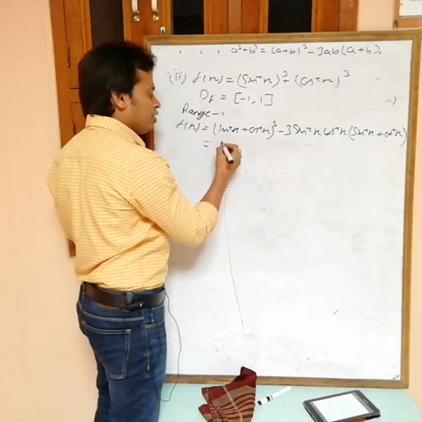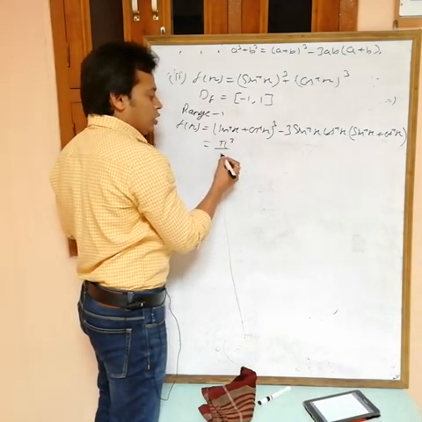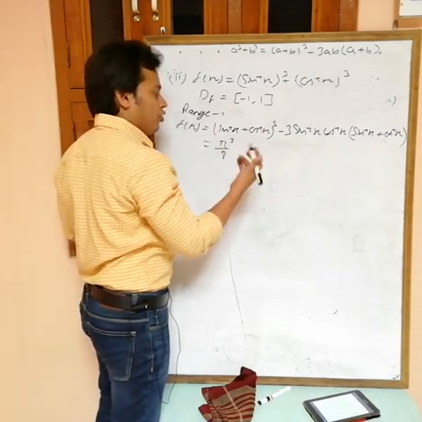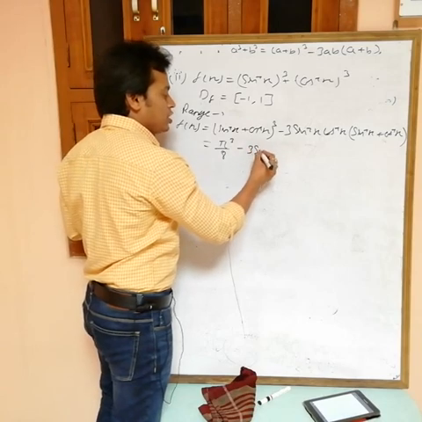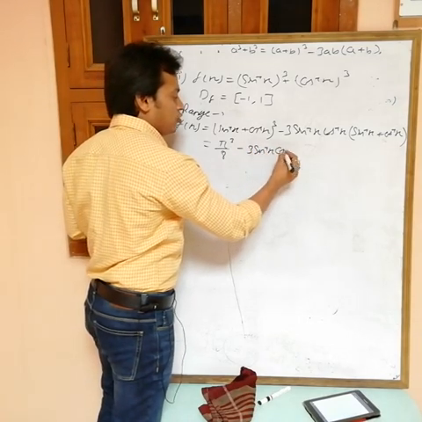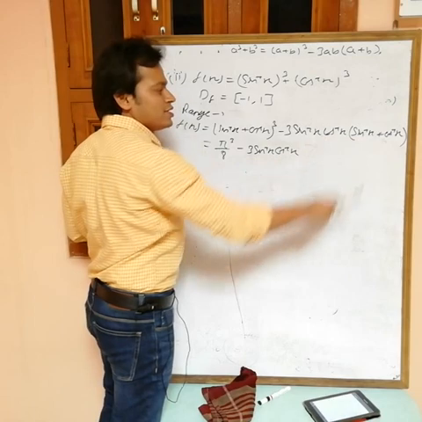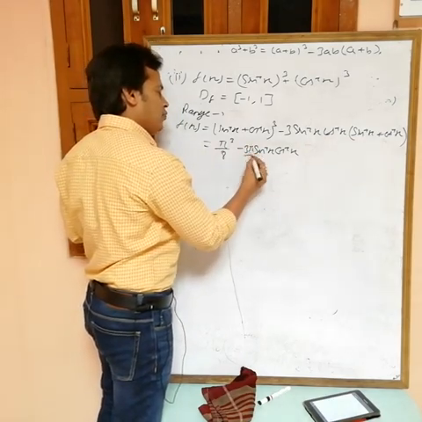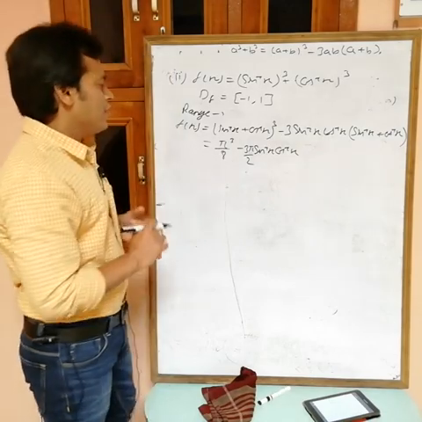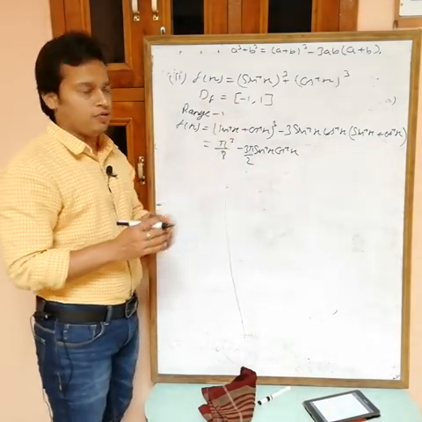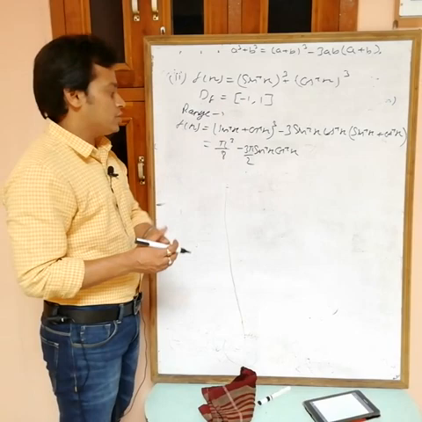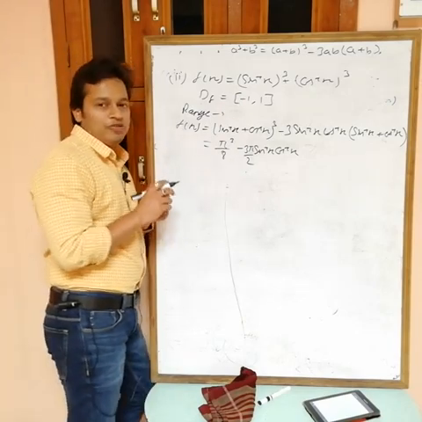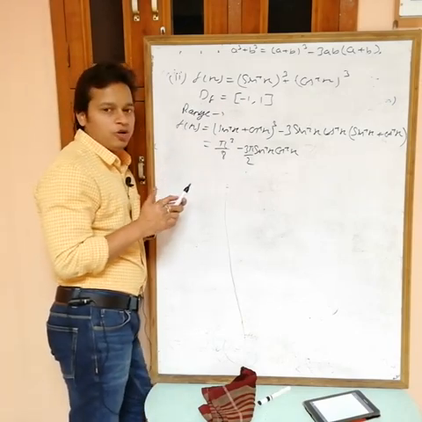Pi by 2 power 3 is pi cube by 2 cube, which is 8. Okay, obviously pi cube by 8 minus 3 sin inverse x into cos inverse x, again into pi by 2, then this becomes 3 pi by 2. Okay, now this is simplified. Now what do you want? All possible values of this one. Again we have a problem. Directly you can't find all possible values.